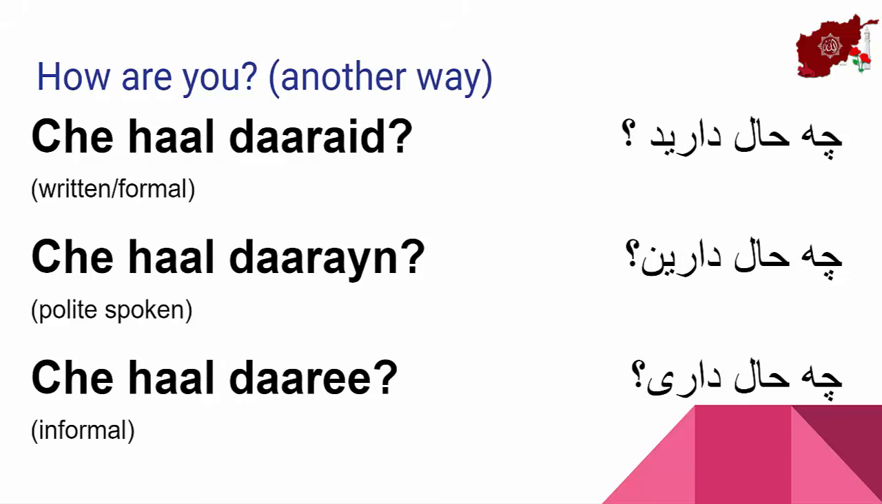Another way to say how are you is chi hal darid, which literally means what condition do you have. Let's go over this with all three endings. The first one, chi hal darid. The second one, the polite spoken form, is chi hal darin. And then the informal, that you would speak to a friend or someone who's close to you, or maybe to your own kids, you would say chi hal dari. So again, all three: chi hal darid, chi hal darin, and chi hal dari.